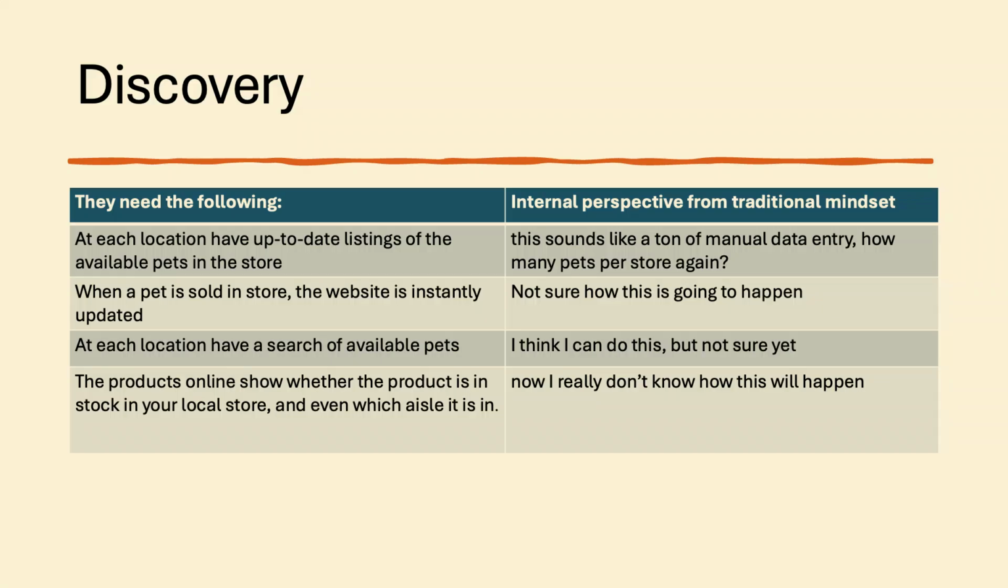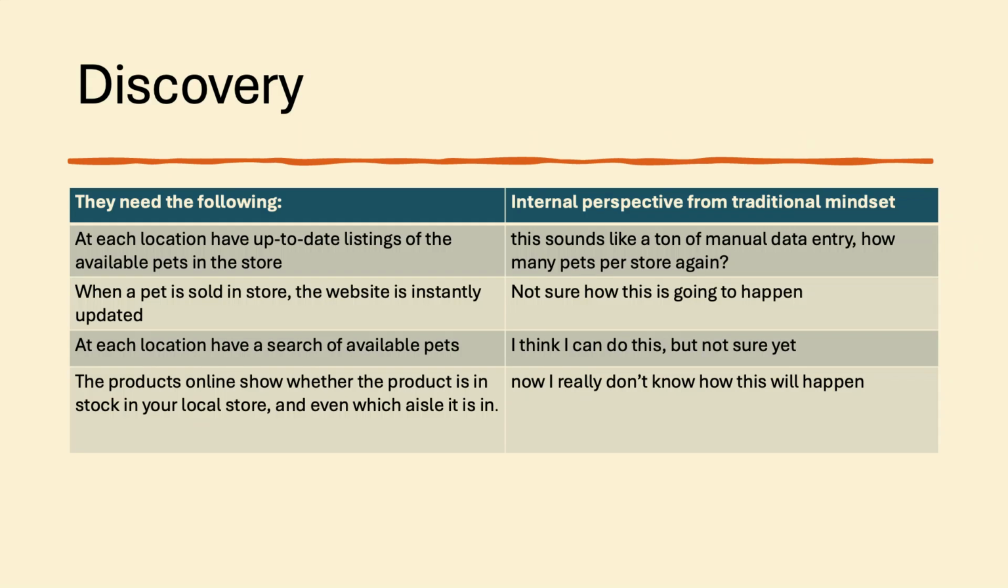And then the next one is when a pet is sold in store, the website is instantly updated. The reason behind that is that if something is sold in store, you want the website to take that pet from no longer being available online, so you're not having people come in the store looking for something that sold 2 weeks ago. That would be a really bad customer experience. So we want to be able to do that. But you're thinking to yourself, I have no idea how that's going to happen.